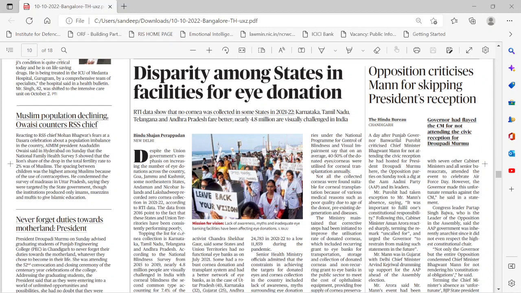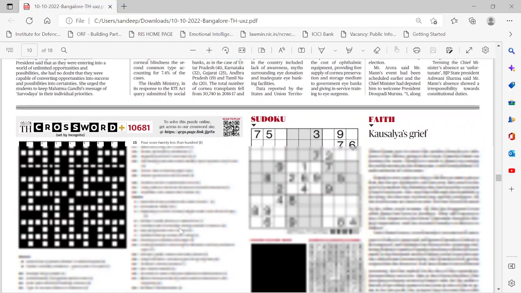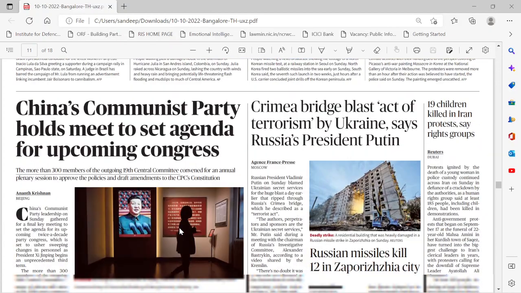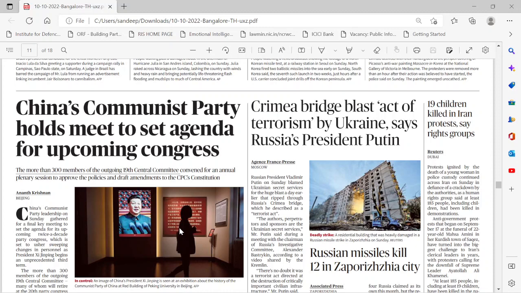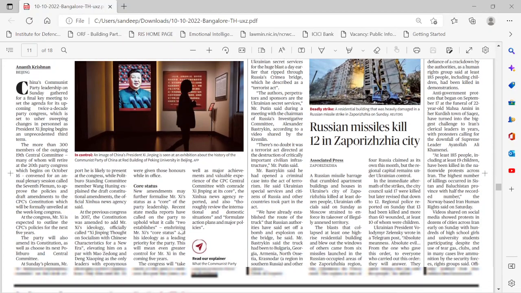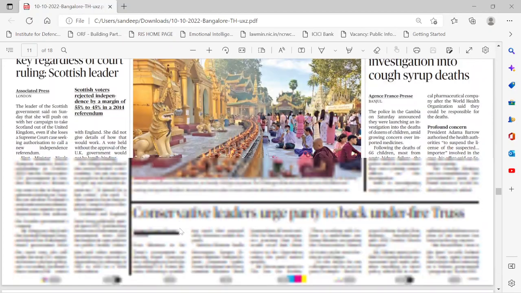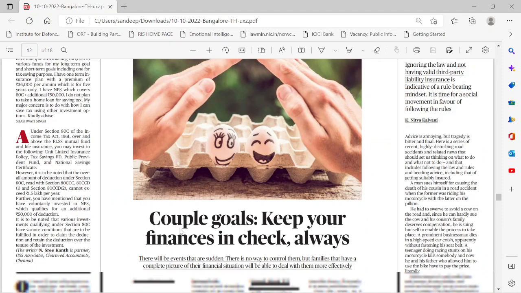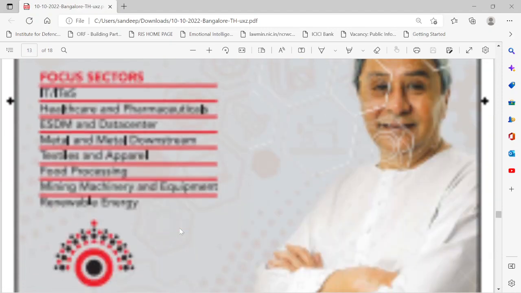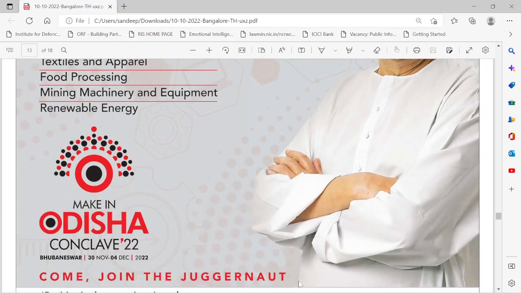Opposition criticizes Mun disparity not required. China Communist Party Crimea bridge blast. I told you recently, like Ukraine has blasted a bridge, and Russia is calling it as terrorism. Economy, nothing much, guys. Monday, right? So these are all important articles.